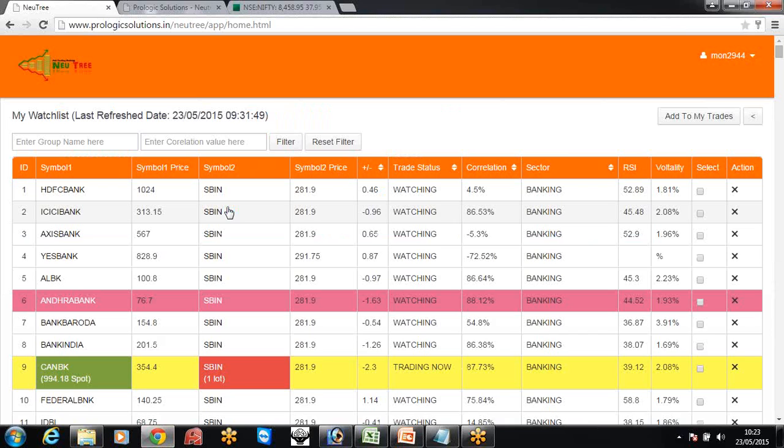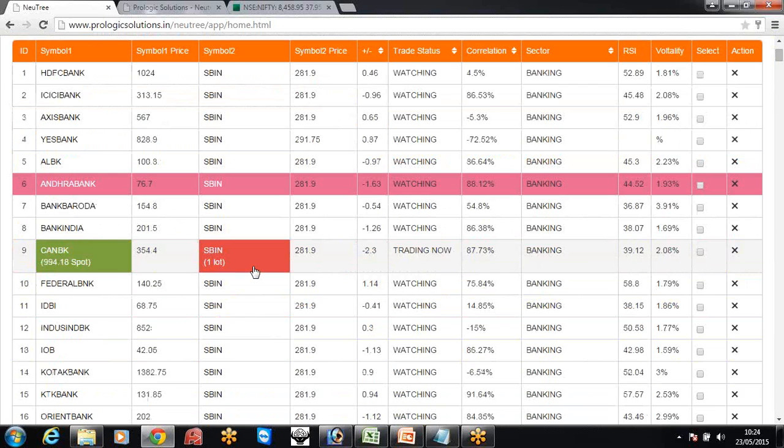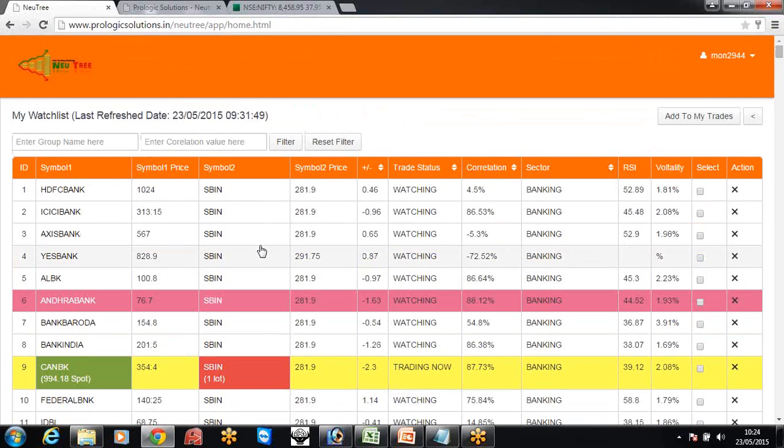So this is the watch list we have. There we have the pairs, that is HDFC symbol 1 and symbol 2, the symbol 1 price and symbol 2 price. We will have something like this, green and red. Green means you have to buy this script and short this particular script. Now we have certain technical parameters here.